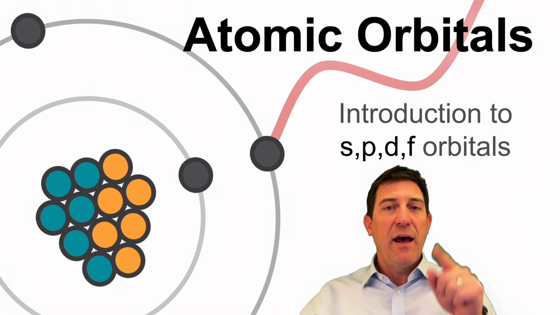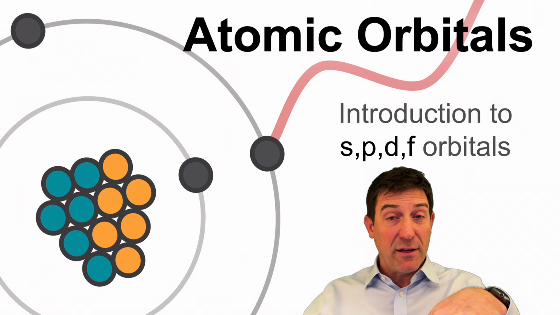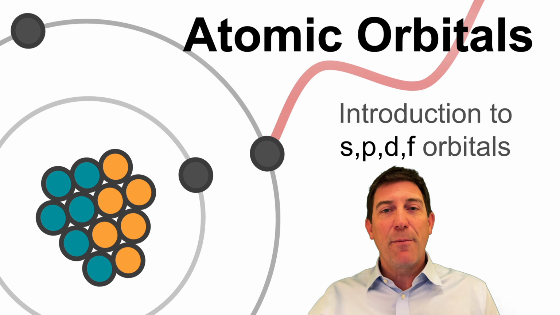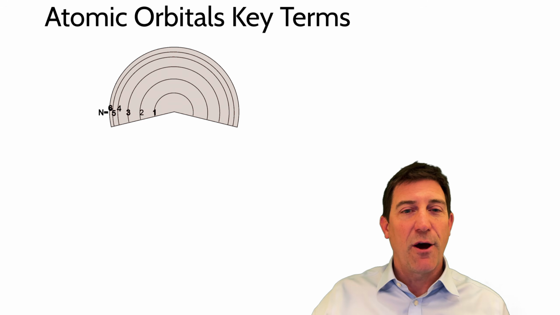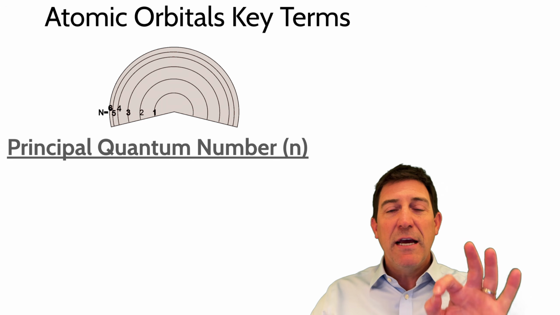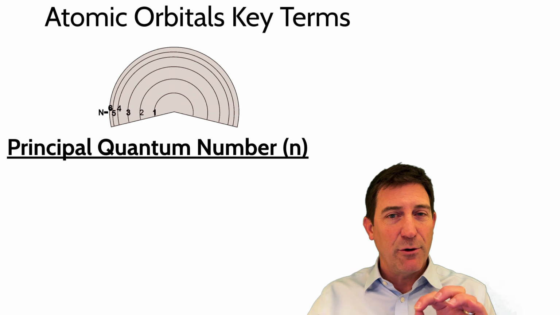If you don't, I have another lesson. The link will be right down there. Go back there, learn about quantum mechanics and a few other things, and then come back here and I'll explain to you atomic orbitals. Now here's a few key terms that if you're taking notes, you're definitely going to want to write them down.